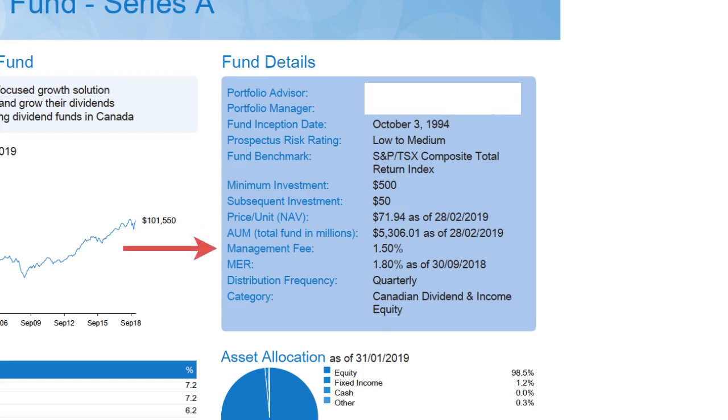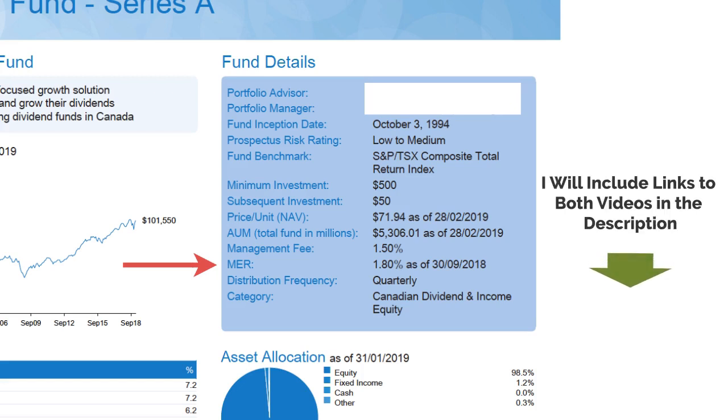The management fee of 1.5%, which pays for the fund managers, is already included in the MER of 1.8%. Now, if you're interested in learning more about what a NAV, AUM, or MERs are, check out my video on mutual funds, which explains the basics of these.